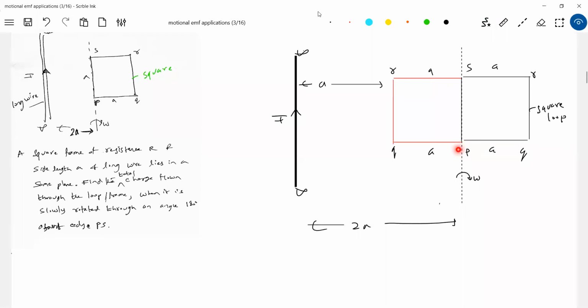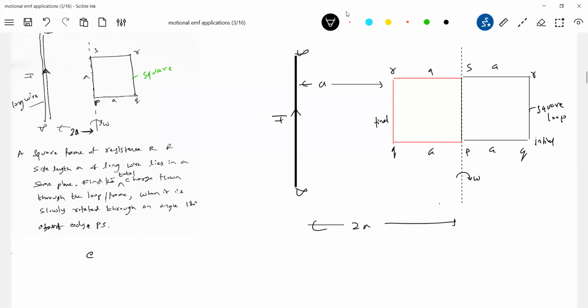So now a flux is linking here. Now as I rotate, what will happen to the flux linking the loop? It decreases, or it varies. Then finally this is a position. So there's the initial position of the loop, and there's the final position of the loop. What total charge has flown through the square loop? That's what it's asking.